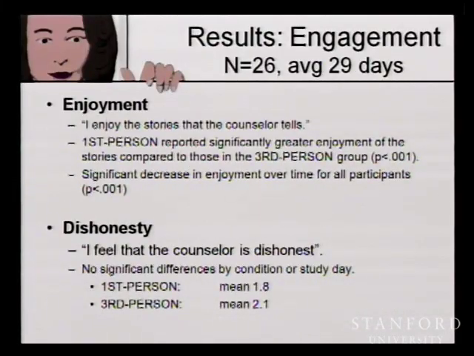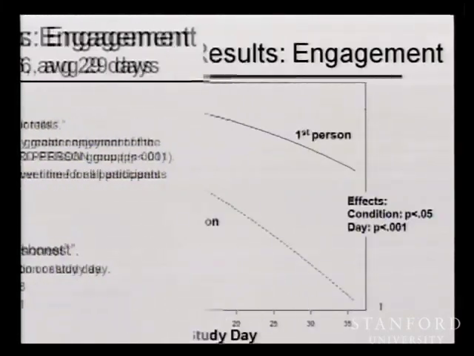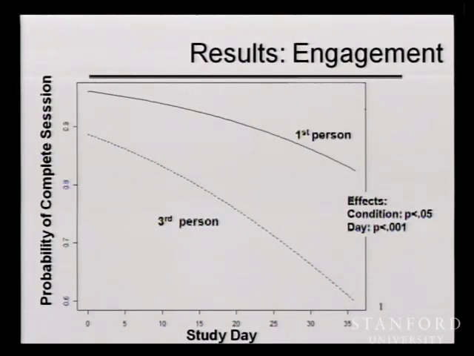And basically what we found, over a month and a half, is significantly higher levels of self-reported enjoyment with the first-person stories, no difference in dishonesty, and overall low levels of dishonesty, regardless of what kinds of stories the character was telling. And this is likelihood of logging in on a given day over the month and a half of the study. They're both declining, but it's significantly more logins for the first-person story group.